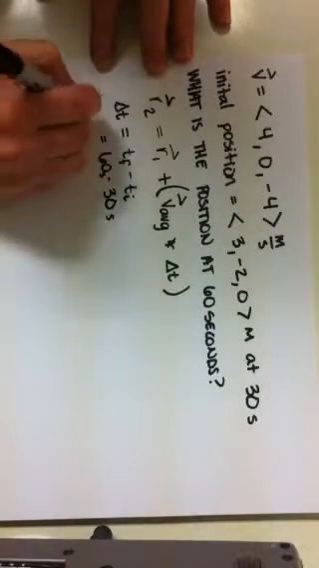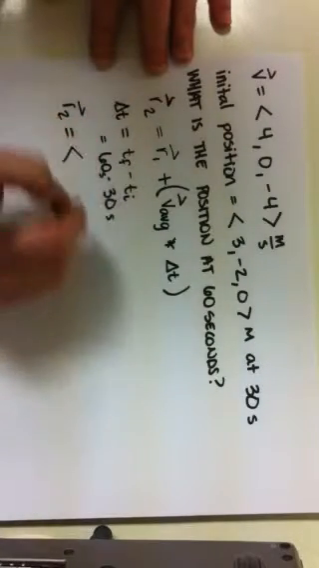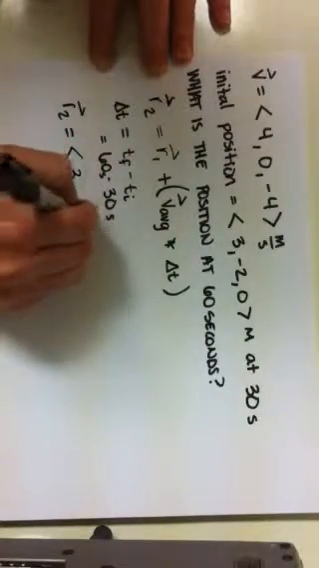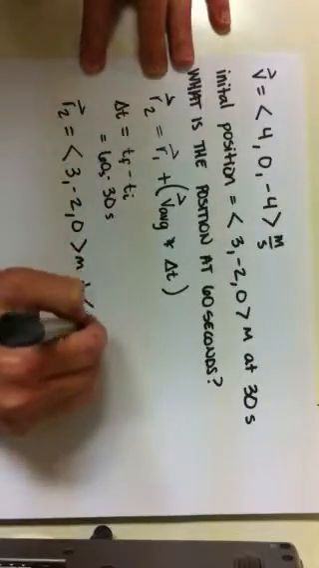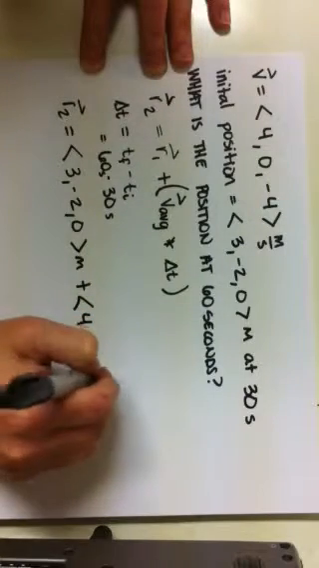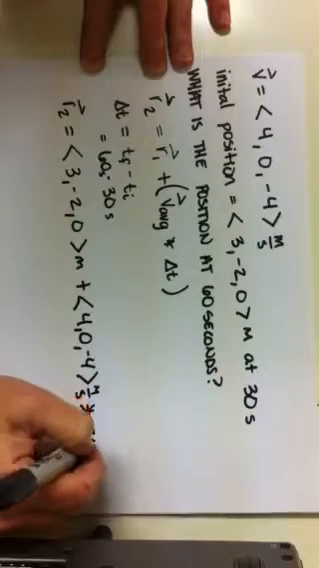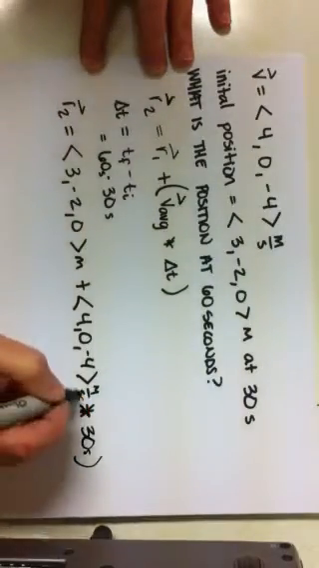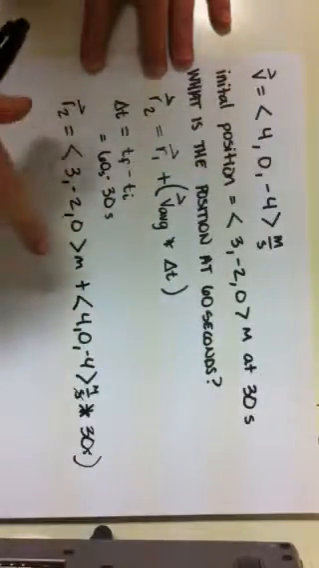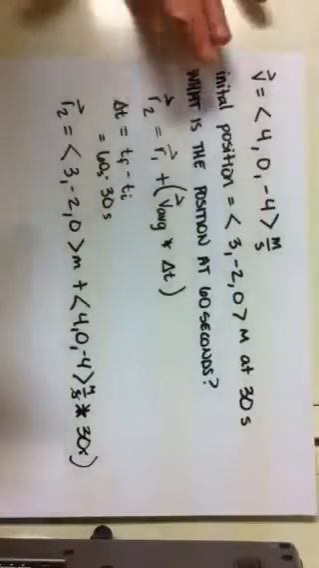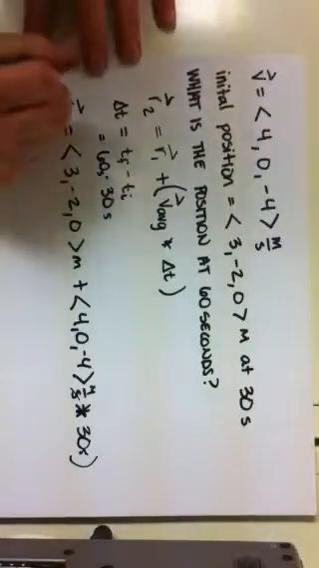So let's plug it all in and see what our final position is at 60 seconds. R2, what we're looking for, is equal to 3, -2, 0 meters plus the velocity, which is in meters per second, multiplied by the change in time, which is 30 seconds. And you can see algebraically our seconds are canceling. That leaves us with a vector plus a vector. And legally, you can do this. Mathematically, it's okay to add one vector to another vector.